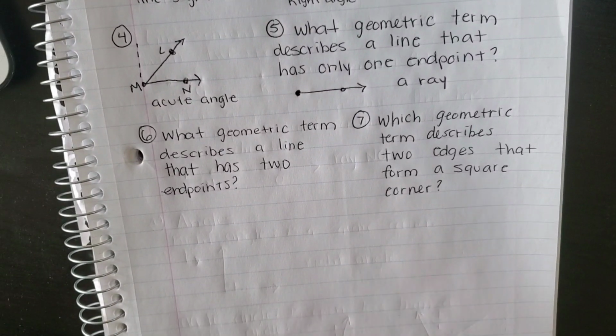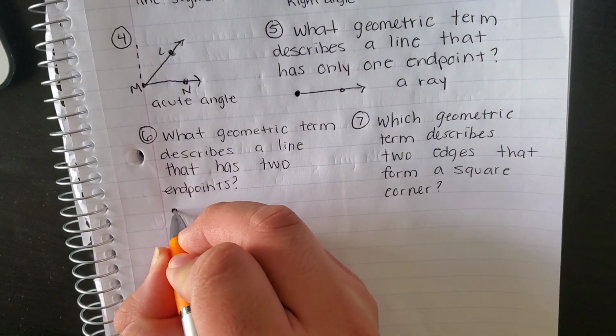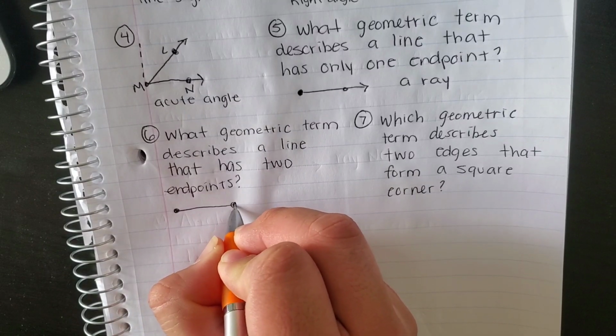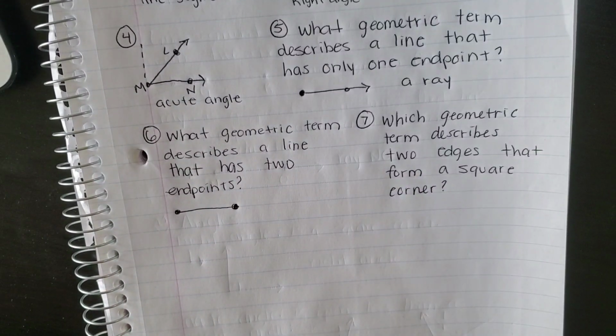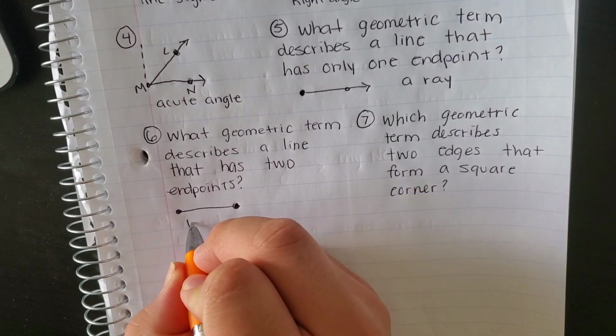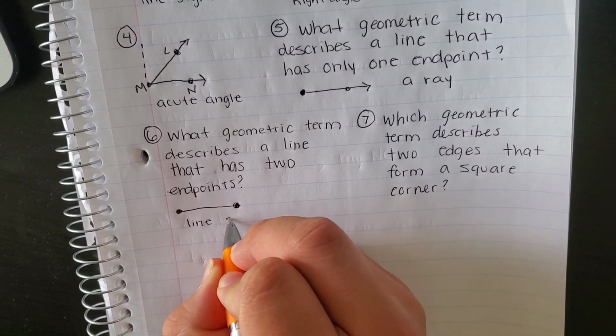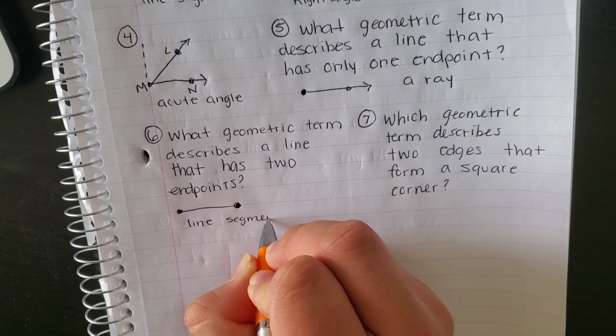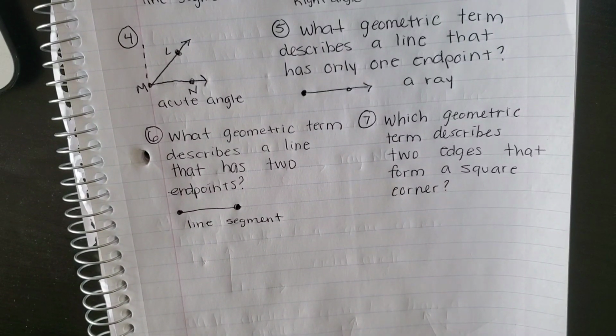Okay, number 6. What geometric term describes a line that has two endpoints? So now I have two endpoints, just like that. Well, according to what we just saw, if it has two endpoints, it's a line segment.